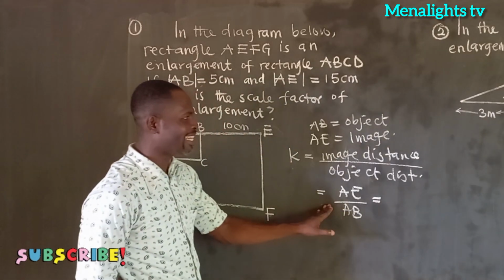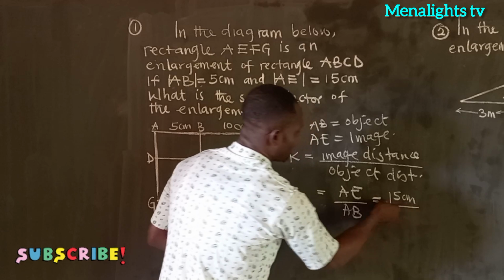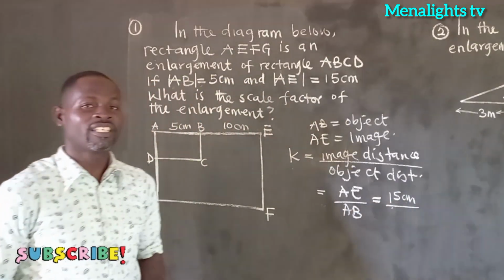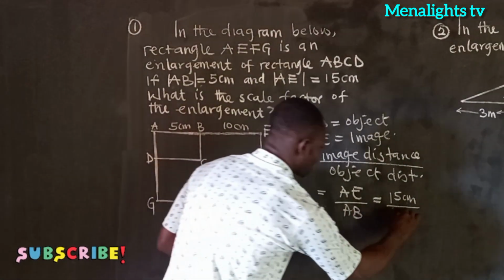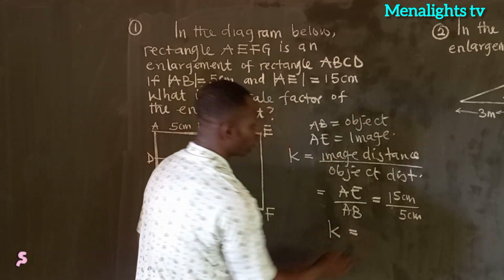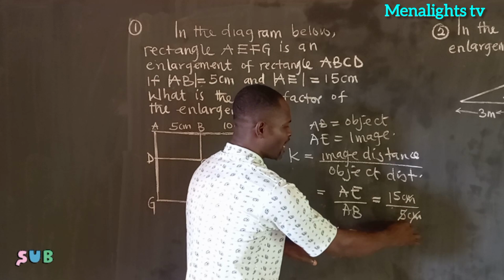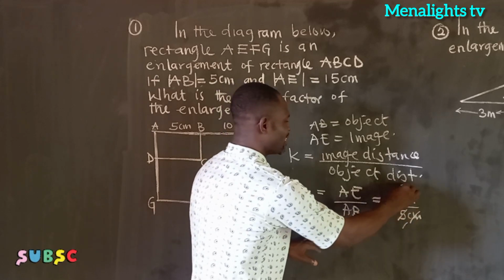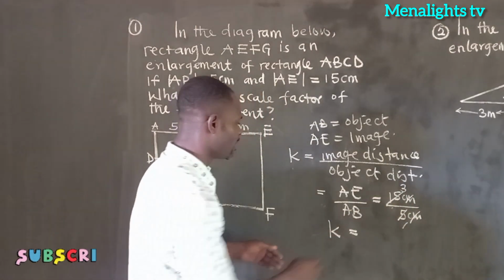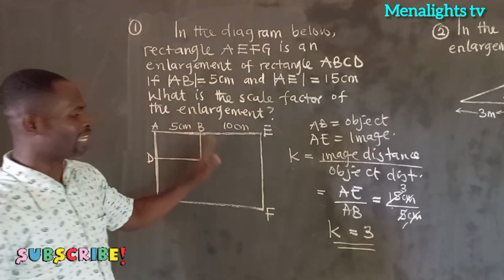So the AE is 15 centimeters, and then the AB is 5 centimeters. So we have the 5 centimeters here as well. That means our K is equal to, so the centimeters will cancel. 5 will go into 15 3 times. So that means our scale factor is 3 from this question that we have here.